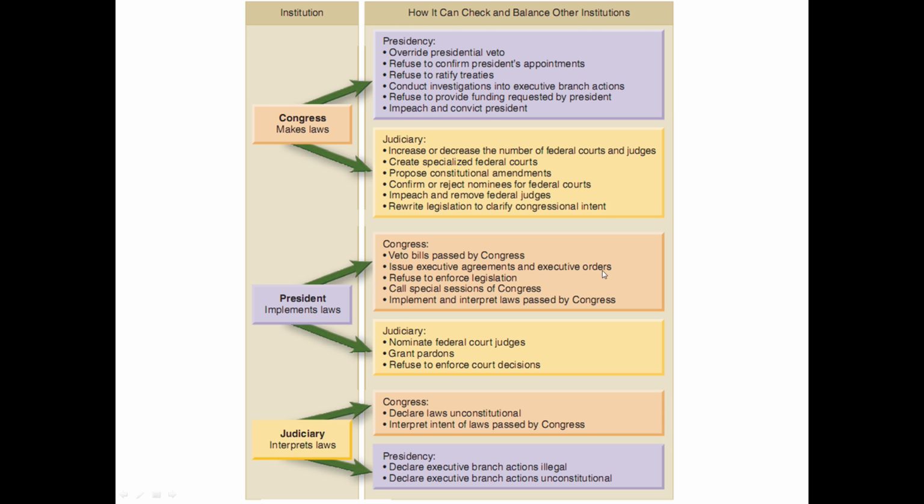He has some power to go outside of Congress to do executive agreements and orders. You also have the judiciary down here, which is there in large part to make sure that Congress and the president aren't doing anything that's inconsistent with what's stated in the Constitution. Like I said, we'll get more into detail on what these specific checks and balances are. It's important for you to know them as we go forward in the semester.